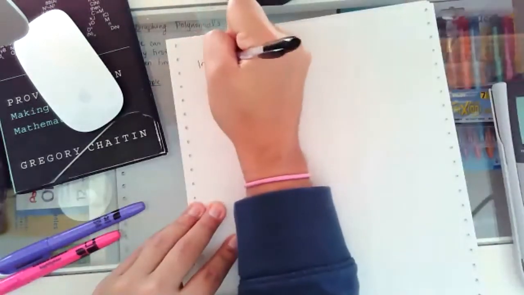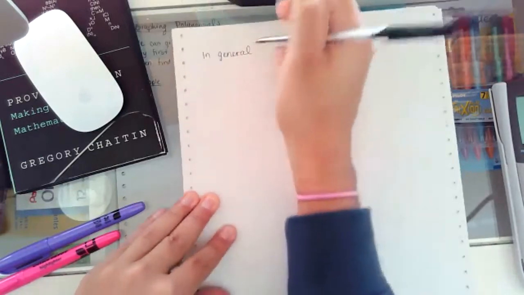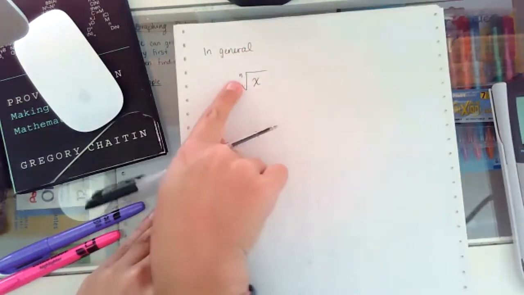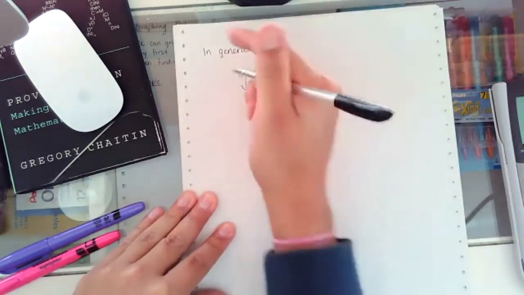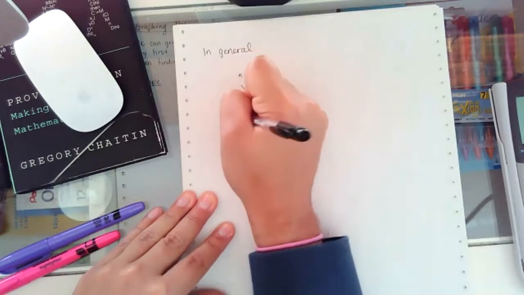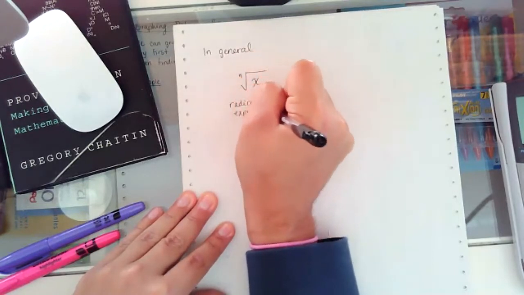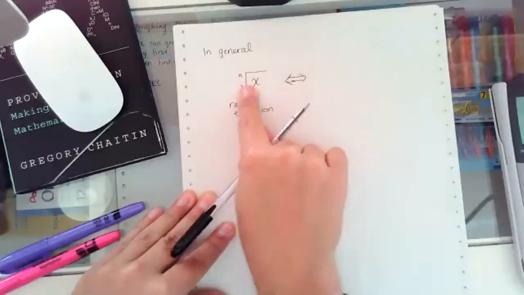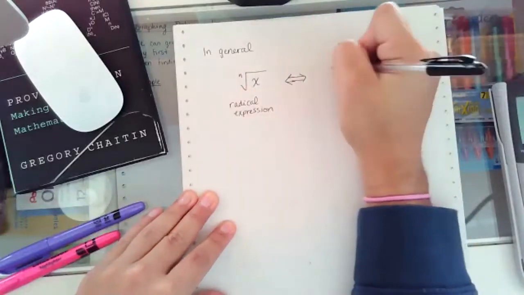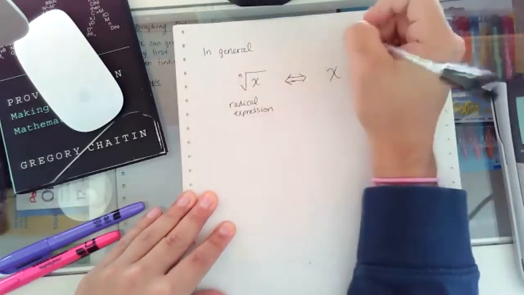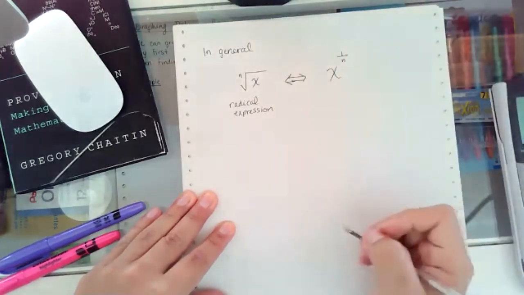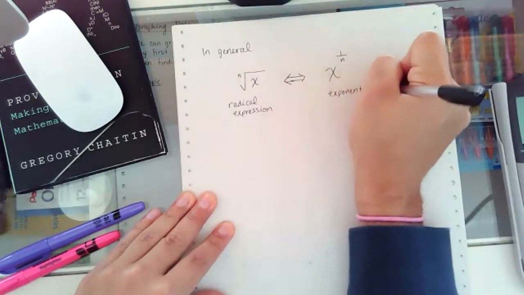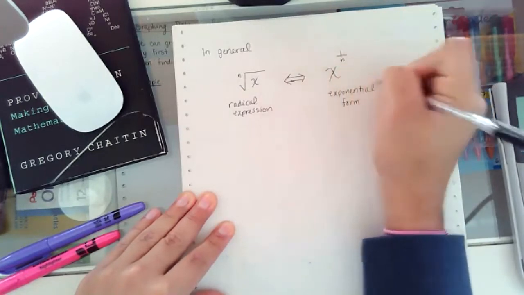So in general, the nth root of x, so whatever number this is, you could convert this radical expression, and this goes back and forth. You can convert the radical expression into a fractional exponent by writing x to the 1 over n power. So this is exponential form or an exponential expression.